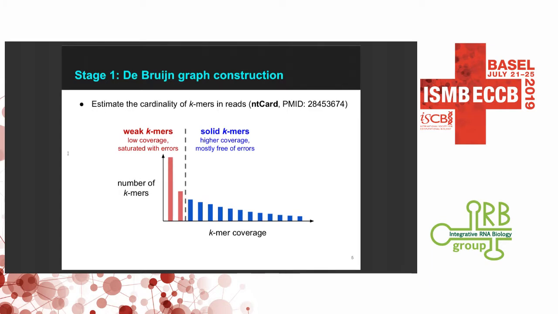In the first stage, we construct the de Bruijn graph from the reads, and to do this, we estimate the cardinality of the k-mers in the reads using a tool called ntCard. So basically, ntCard will generate the k-mer coverage histogram as shown here. And from this histogram, we are able to identify a threshold in k-mer coverage that distinguishes between weak k-mers and solid k-mers. So basically, weak k-mers are saturated with errors, whereas solid k-mers are mostly free of errors.